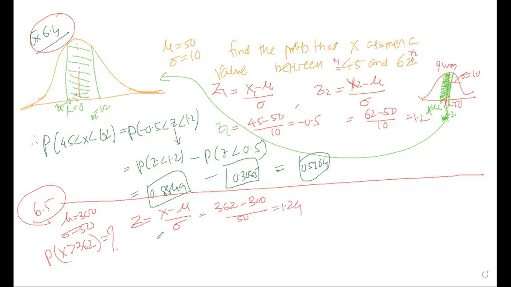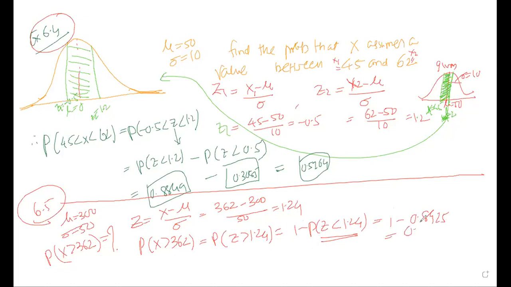So the probability of X greater than 362 is equal to the probability of Z greater than 1.24, and that is equal to 1 minus the probability of Z less than 1.24. If you look up 1.2 and then 4 in the table, you're going to get the value 0.8925. If you subtract this from 1, you're going to get 0.1075. So that's how you can get the answer.